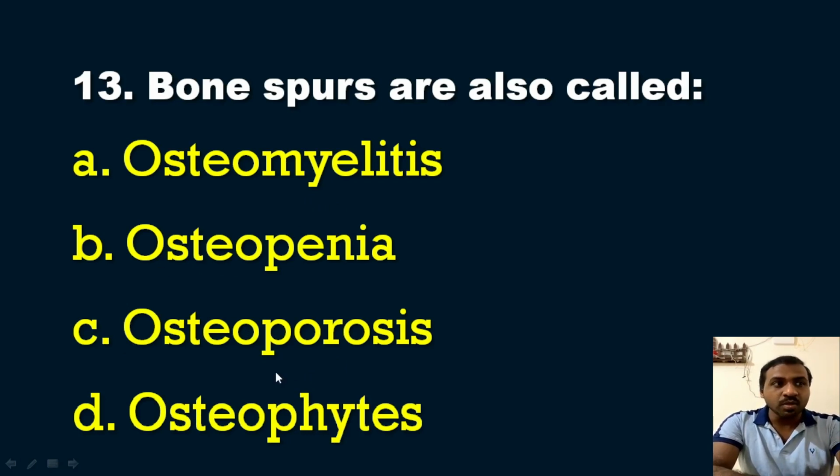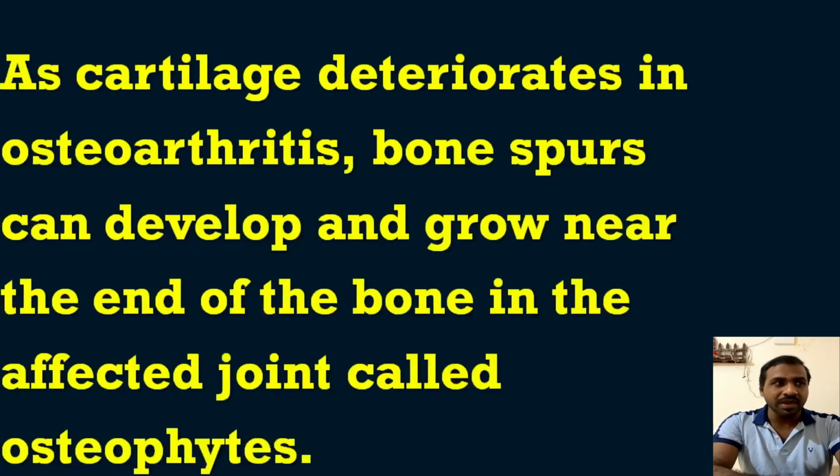The question was, bone spurs are also called as dash. Osteomyelitis, osteopenia, osteoporosis, osteophytes. So what is the answer? The answer is osteophytes. Now we will see each term in brief. First of all, what is a bone spur? That we have to see.